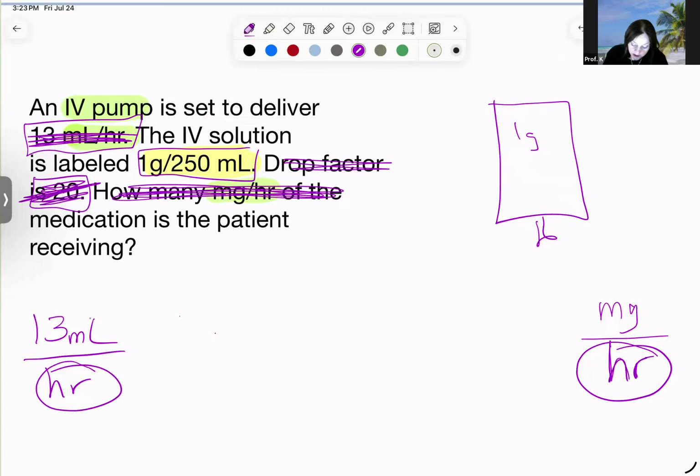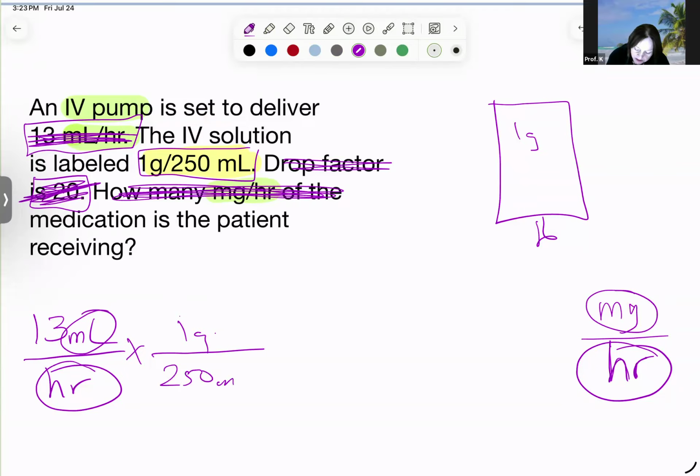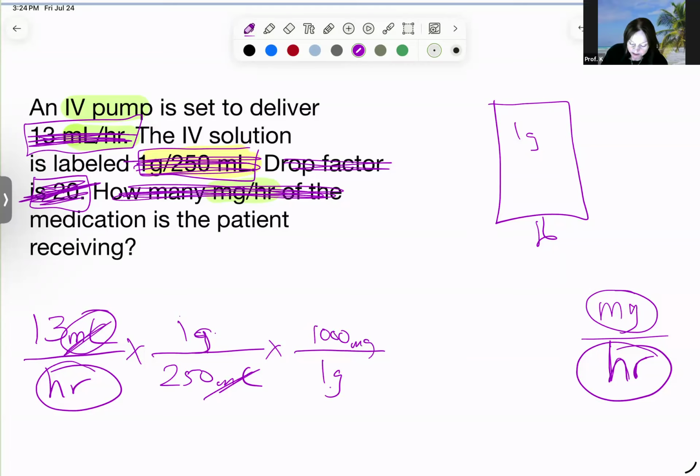So I need to figure out how to get rid of milliliters and get to milligrams. So what in my question can I use to get rid of the milliliters? 1 gram over 250 milliliters. 1 gram at the top, and at the bottom is 250 milliliters. Cross that off, cross off my concentration. But I need to get rid of grams to get to milligrams. So how can I do that? 1,000 milligrams over a gram. 1 gram is 1,000 milligrams. And now I have what I need in my problem. Milligrams over hour.